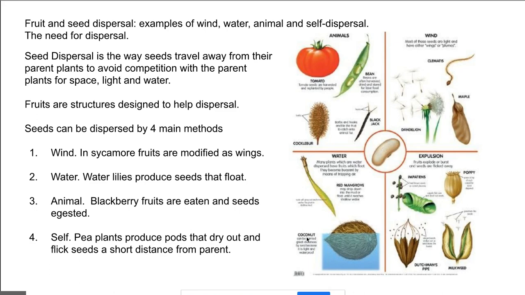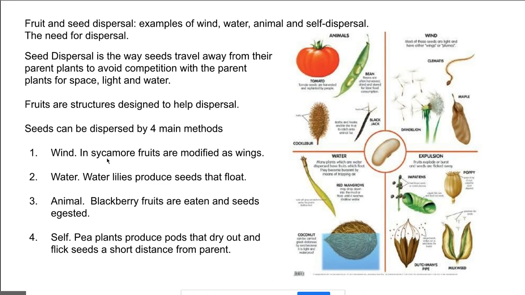Okay, the seeds are surrounded by fruits. The fruits are structures specifically designed to help dispersal, to help the seeds get away from their parent plant. The fruits can be dry, like a sycamore seed, or they can be soft and fleshy, like a tomato. You're required to know that seeds can be dispersed by four main methods. Okay, we have wind, water, animal, and self. And you should know an example of each.